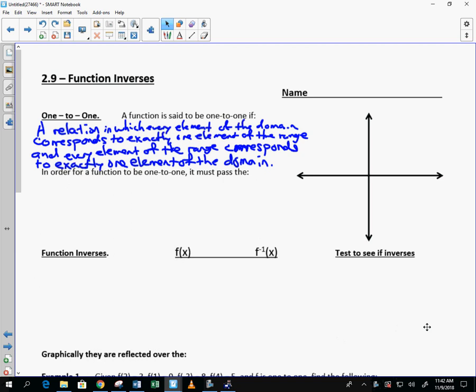Now, there's an easy way to determine if something is one-to-one when you look at the graph. In order for a function to be one-to-one, it must pass the horizontal line test.